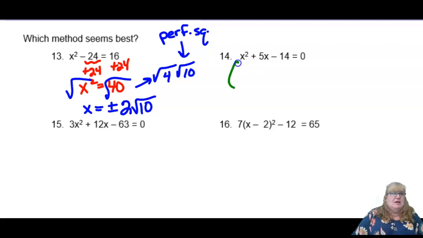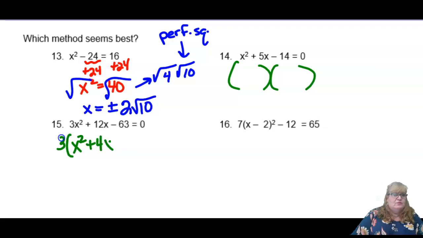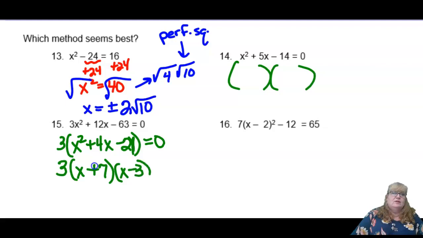All right, I'm thinking this is a factoring problem. I'm not going to bother to do this one. We could take a 3 out of everything first. So we'd end up with x squared plus 4x minus 21, and keep your 3. Factors of 21 that make 4 would be 7 and 3. Check that you get a negative 21, and if you do inside and outside, you get a positive 4.